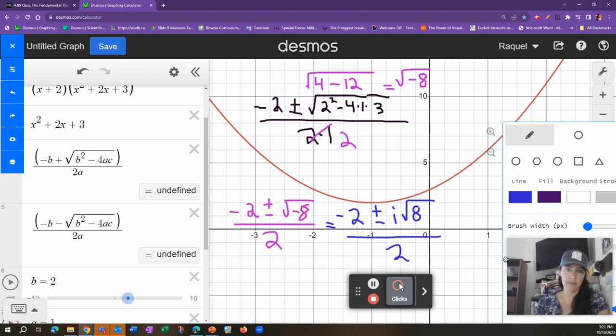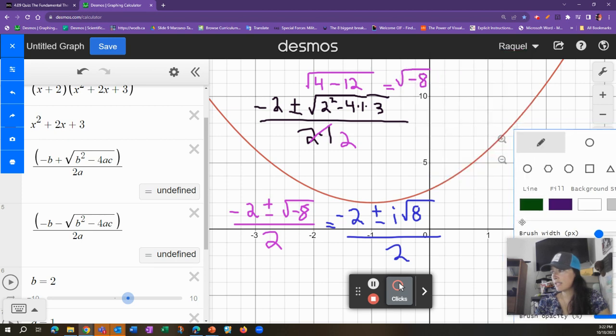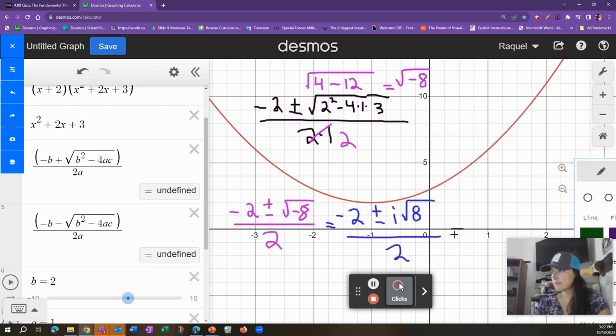They want you to simplify. So now we have to look at this 8 and think, can we simplify that radical? We can. 8 is 4 times 2, and the square root of 4 is 2, so we can still write this. We're not done. We can still write this as -2 plus and minus. Let me just show you that real quick.